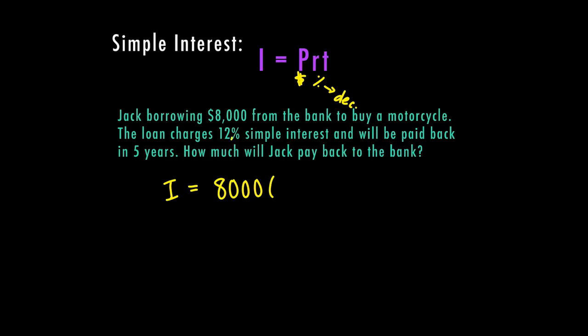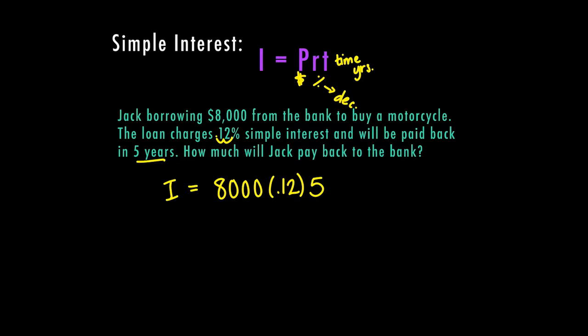In order to turn 12% into a decimal, I'm dividing by 100, which means I'm moving my decimal 2 places to the left. And then T is our time, and this time has to be in years. For us, it's already in years, but if it were in months, I would need to change that to years. So now, once I have my problem filled out, I can go ahead and solve for the interest.